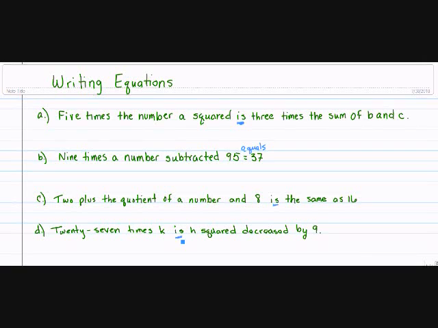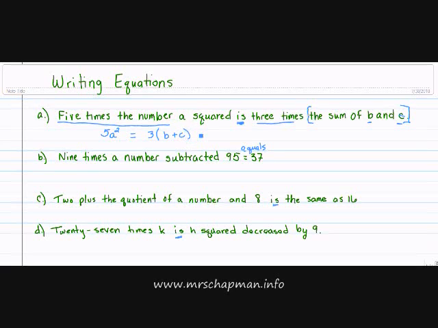Let's take a look at these four examples. Letter A: 5 times the number A squared is 3 times the sum of B and C. So we have 5 times a number A squared, is, 3 times the sum. This is when I know to write parentheses, and I'm looking for what I'm adding. I'm adding the sum of B and C. So I'm going to put 3 times the sum of B and C. And there we go. We don't have any than in there, so there's nothing to switch around.